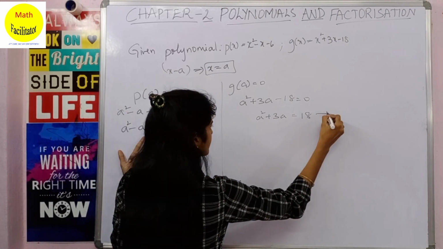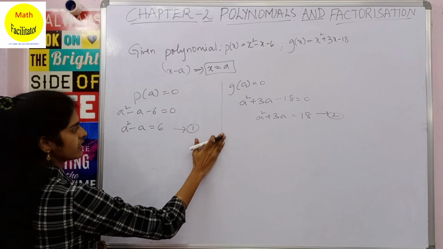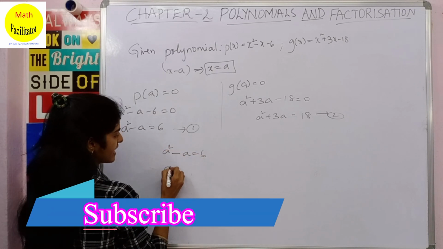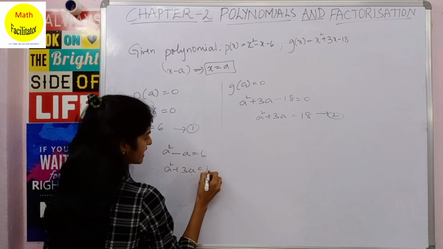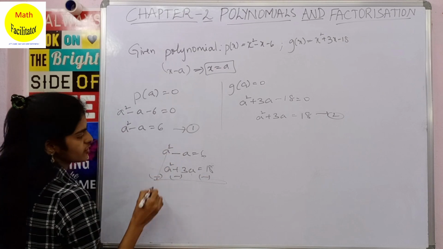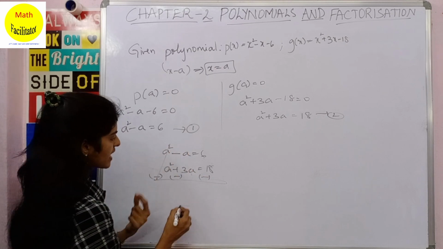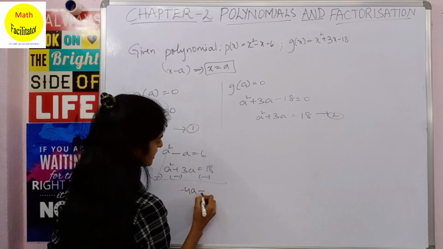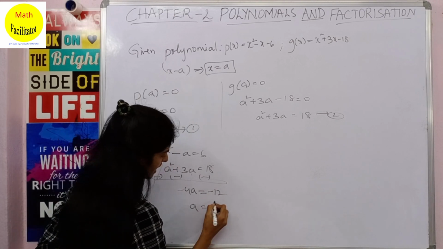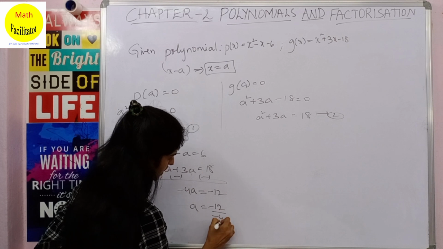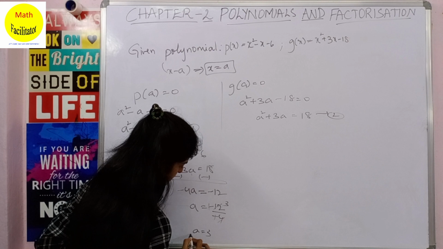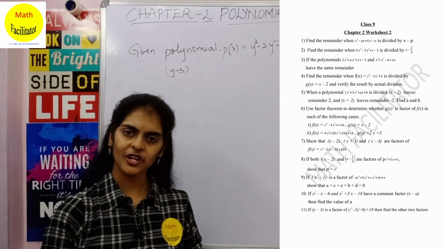This is 1, this is 2. Let us solve. Clear? So solving 1 and 2: a square minus a equal to 6, a square plus 3a equal to 18. Subtracting, this is minus 3a minus a is minus 4a, and equal to minus 12. So 4a equal to minus 12 by minus 4. So a equal to minus 12 by minus 4. So a is nothing but 3. Clear? Very simple. Moving on to the next question.